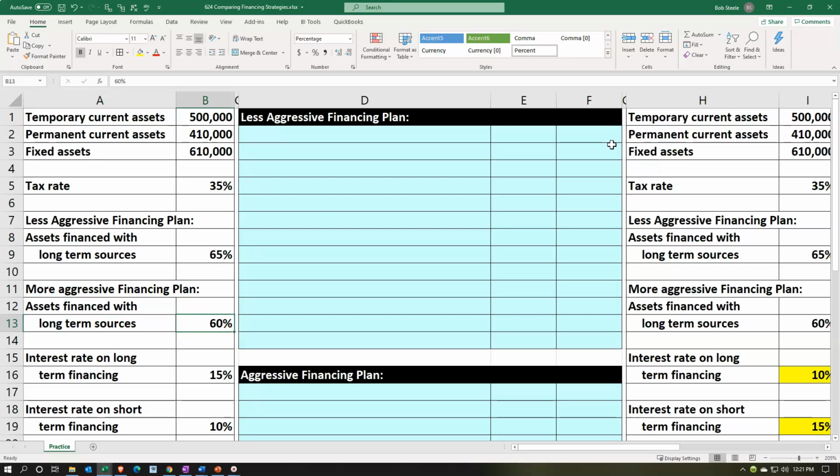Then the more aggressive financing plan is we're going to take the assets financed with long-term financing only 60%, and therefore finance on a short-term plan the rest of it. So we're going to have more of it financed on short term. So this is going to be a bit more of an aggressive plan.